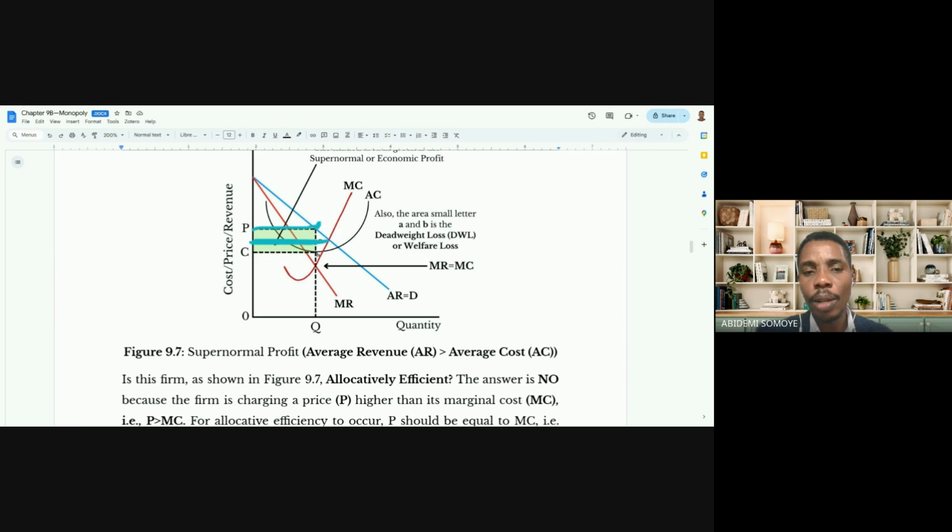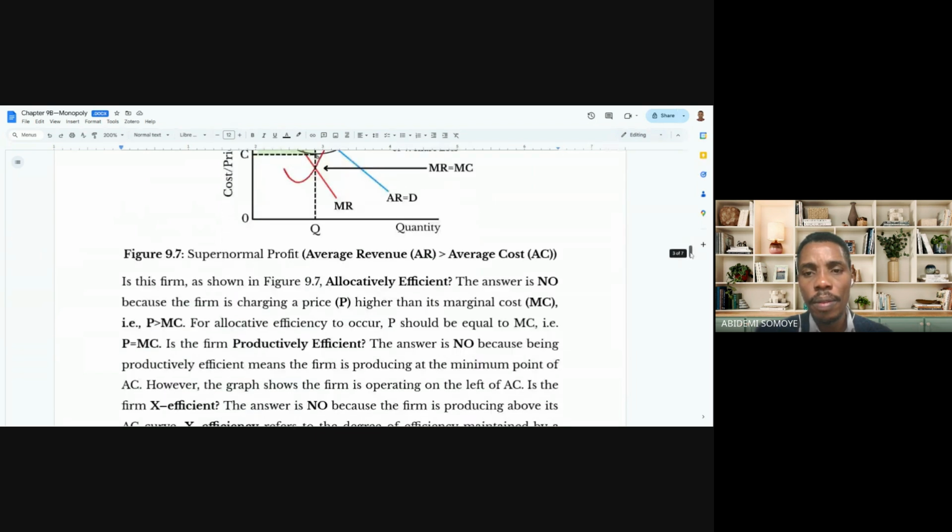Right? But at what point do we say allocative efficiency occurs? If P equals MC, then we can say allocative efficiency occurs, or that firm is allocatively efficient. Okay, the next question is, so here I say the answer is no, because the firm is charging price higher than its marginal cost, P greater than MC. For allocative efficiency to occur, P should be equal to MC. Okay, is the firm productively efficient?